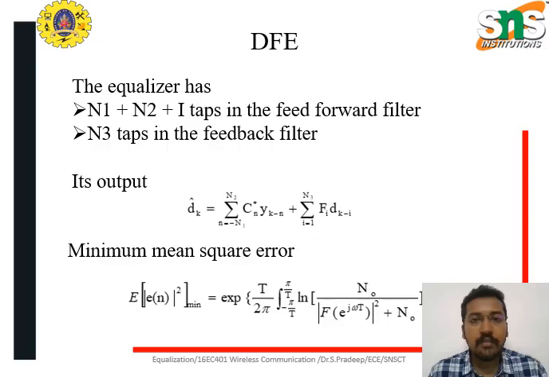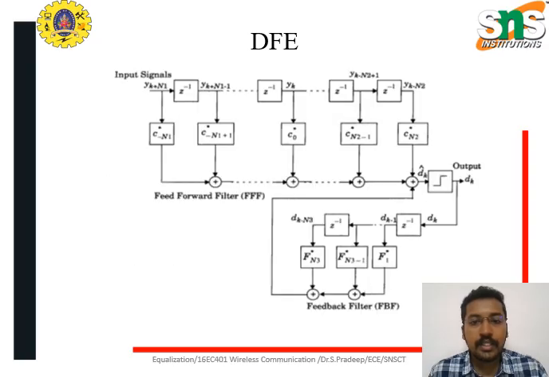It can be implemented with fixed or adaptive taps that are adjusted based on the channel conditions and received data. It relies on making decisions about the received symbol to guide the feedback process, and its output is given in this slide, and the minimum mean square error is also given in this equation. This is the block diagram of the DFE.